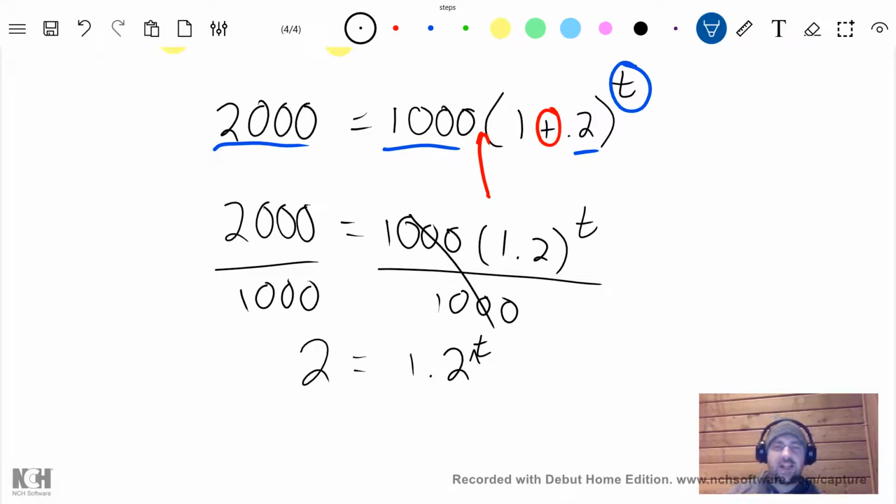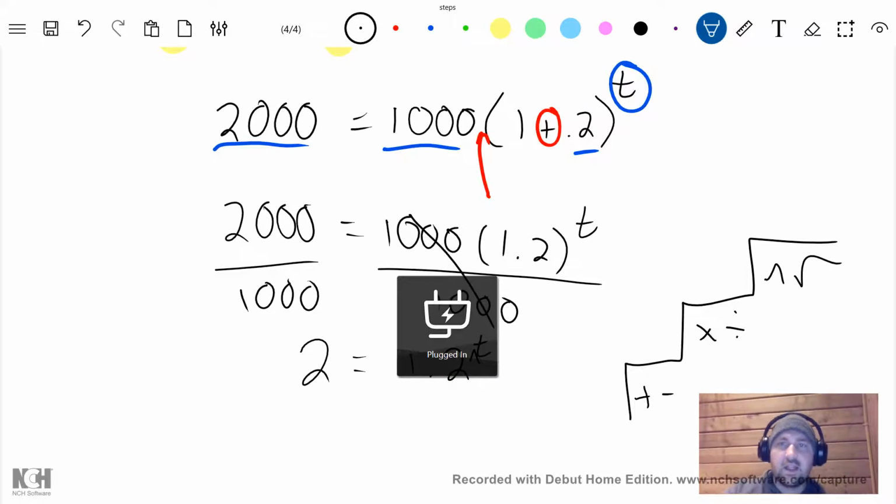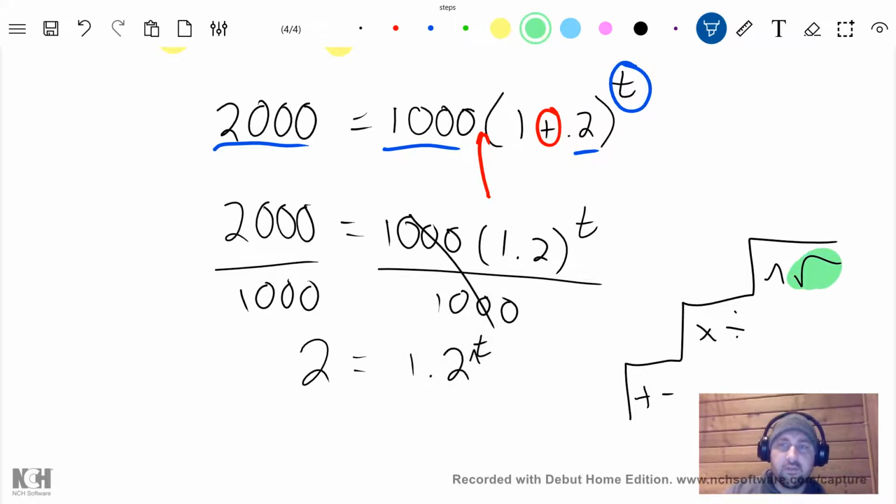And I know what you want to say. You want to say, oh, order of operations: addition, subtraction, multiplication, division, powers, and roots. Clearly, it's got to be some kind of root because right here is a power. But it actually doesn't work that way.